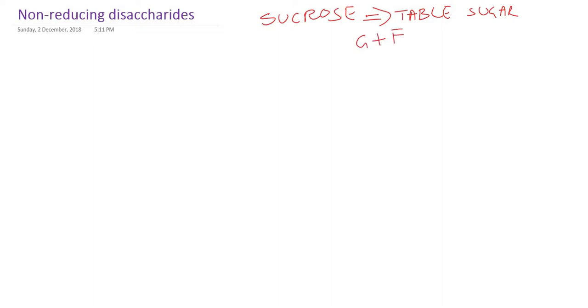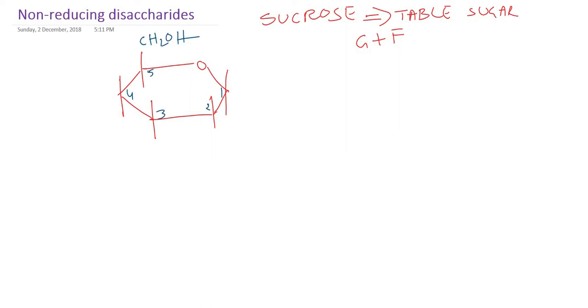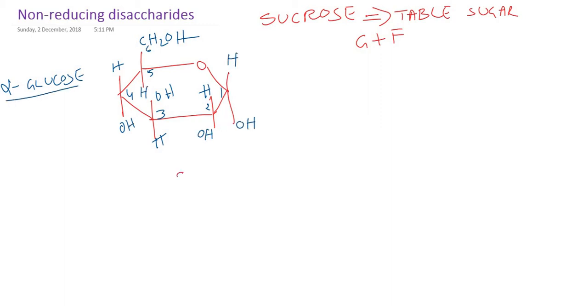So let me write the structure of glucose. 1, 2, 3, 4, 5. Glucose is here alpha glucose. Alpha means below the plane. OH. This is our alpha glucose. Fructose, we always represent fructose in furanose form. Okay, that means a 5-member ring. It is called furanose. So when you want to write the ring structure, the ring form of fructose, we already learned.